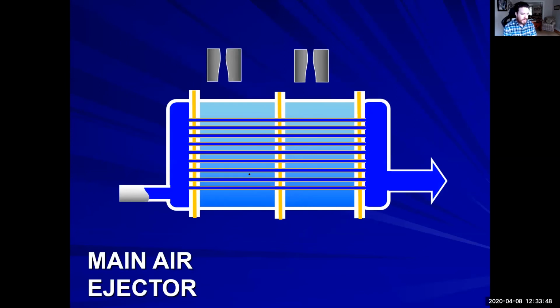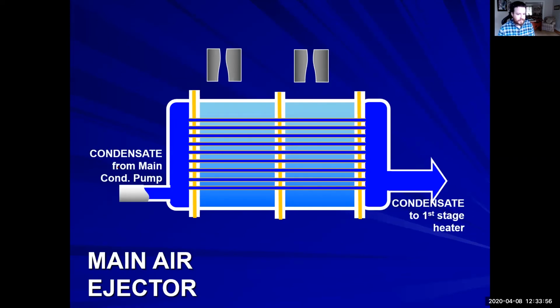So let's talk about the main air ejector, which is the next spot that our condensate travels through. All right. So this is coming from our main condensate pump. So this is coming from our condenser to our condensate pump, and then it enters into our air ejector. So who knows where the air ejector is on board the TSES? Where is it? Is it in the lower engine room? It's not in the lower engine room.